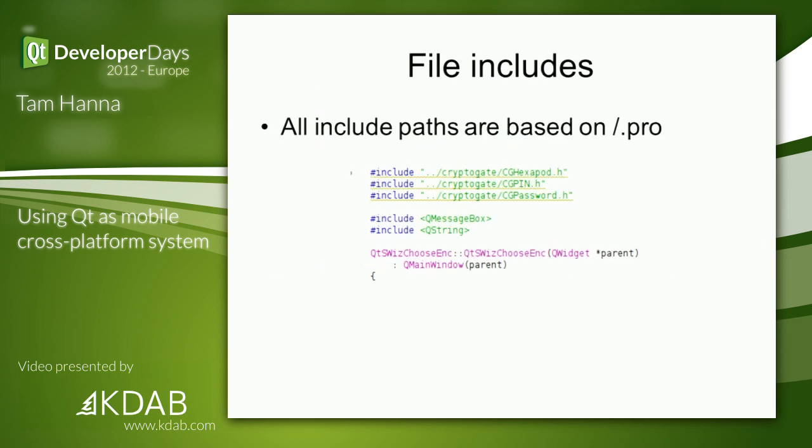The next problem is file include. File includes in Symbian are based on the position of the local file. So if I have a file which is 2 subfolders down, and I want to access a file in the root folder, I have to go up 2 levels. In the Necessitas suite, all the include paths are based on the location where the .pro file is sitting. So you also have to change the include paths when you port an application over.